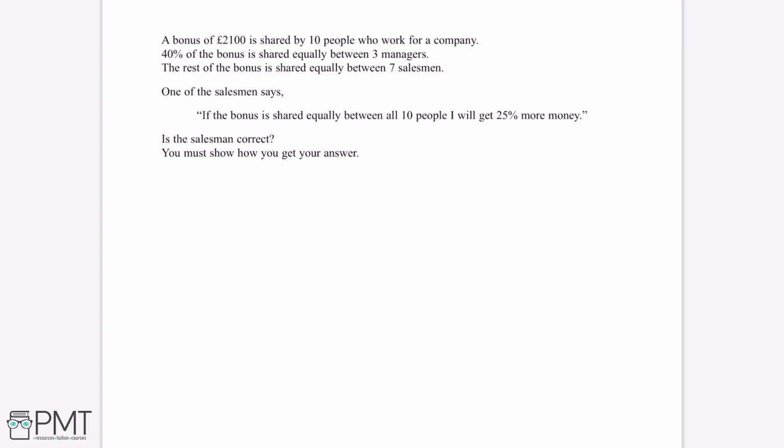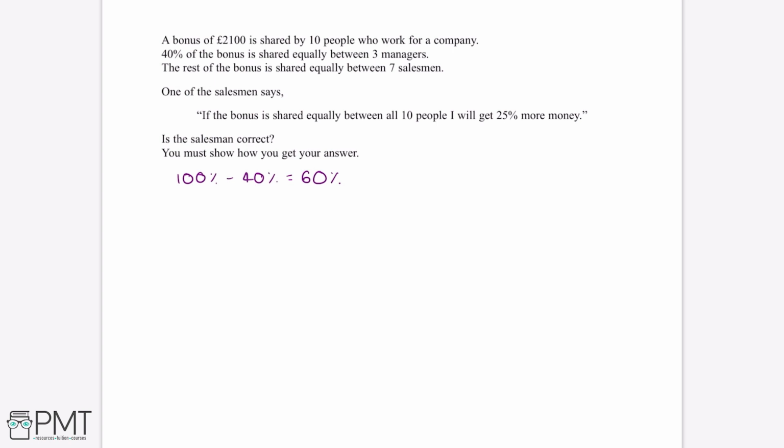So for this question, we're going to need to work out the amount of money each of the salesmen will get, and then compare this to the amount of money which each salesman will get if the bonus was shared equally. So the first thing we can do is work out the percentage of the bonus which will be shared between the 7 salesmen. So if £2,100 is 100% of the bonus, and the managers will take 40%, then this means the amount which is shared between the salesmen is 60%.